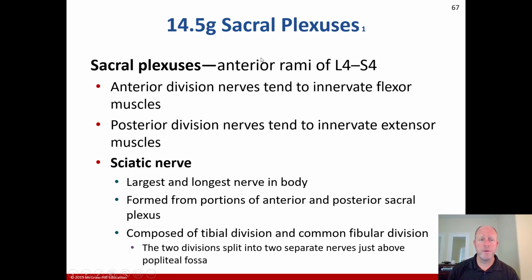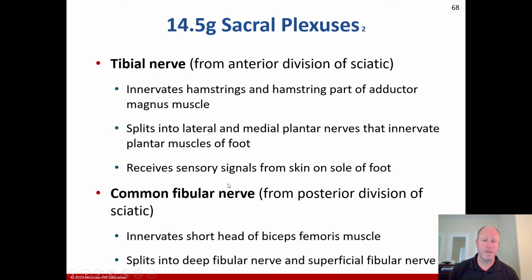Our sacral plexuses are the anterior rami of L4 to S4. The anterior division nerves tend to innervate the flexor muscles. The posterior division nerves tend to innervate extensor muscles. The sciatic nerve is the largest and longest nerve in the body. It's formed from portions of the anterior and the posterior sacral plexus. It's composed of the tibial division and the common fibular division. The two divisions split into two separate nerves just above the popliteal fossa.